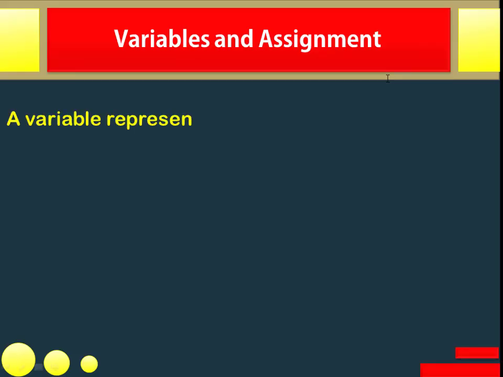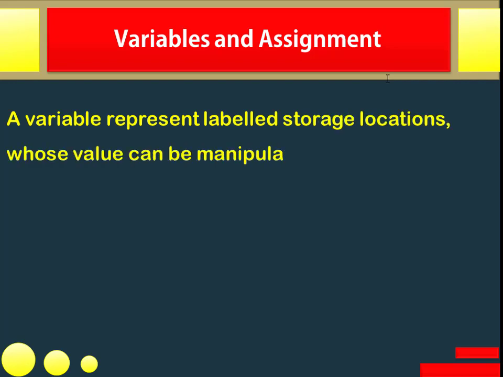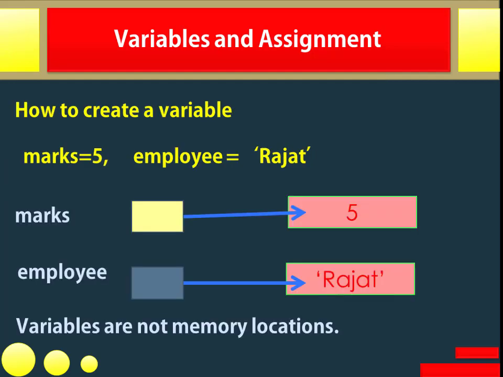Next is your variable and assignment. A variable represents a labeled storage location whose value can be manipulated during program run. Variables and assignment is a very important topic that you should go through, you must learn it. I will explain it in more detail. So here I am showing you how to create a variable. We have already created variables and assigned values to them, but here we are going to learn about the process, how it happens.